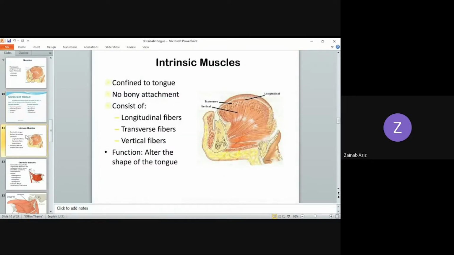Now we reach the intrinsic muscles, confined to the tongue, with no bony attachment, consisting of longitudinal fibers, transverse fibers, and vertical fibers. Their function is to alter, meaning changing the shape of the tongue. Shaping of the tongue means curling the tip and sides of the tongue, shortening, narrowing or elongating the tongue, flattening and broadening the tongue. This is the action of the intrinsic muscles.